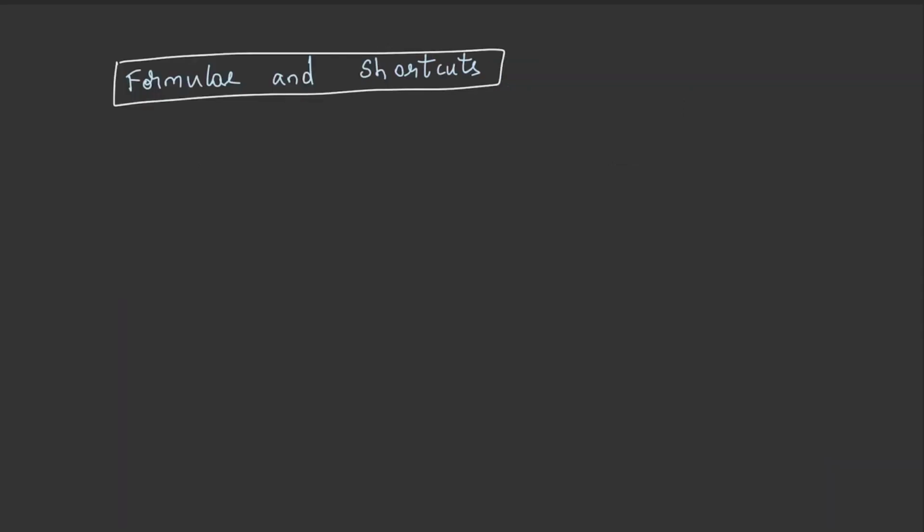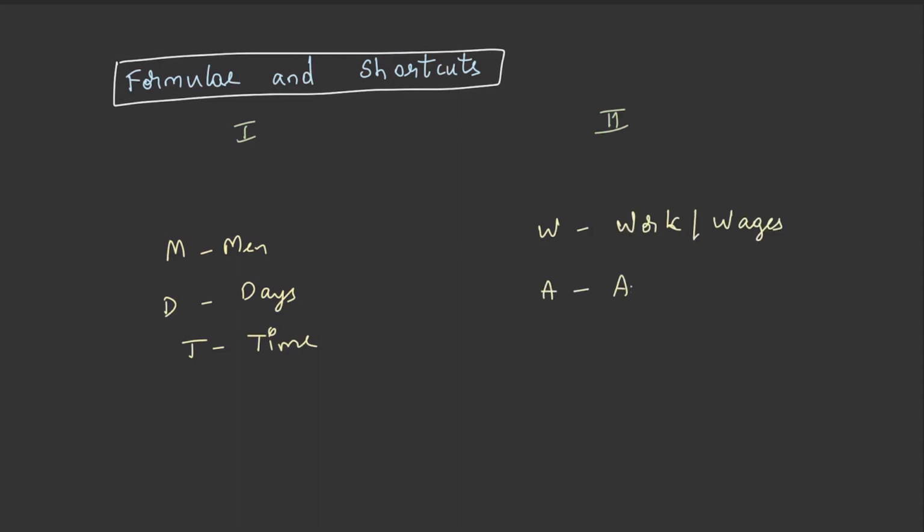Now let's understand the formulae. As I said earlier, let's say there are 2 statements in the question. Let M be men or labor, D be days, and T be time, and W be work or wages, and A be amount or price, and S be some product, something like food or milk used, or diesel or petrol which is used in the car, etc.